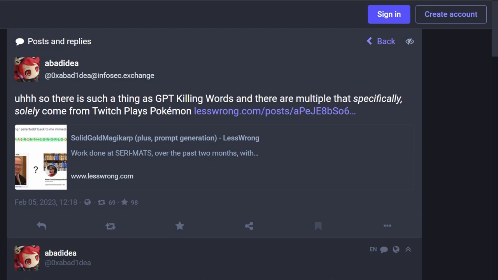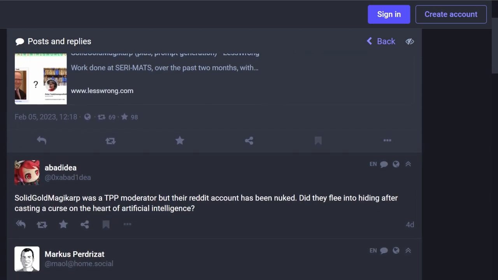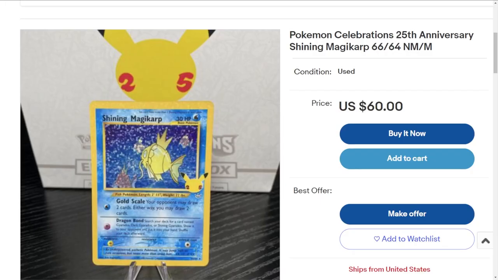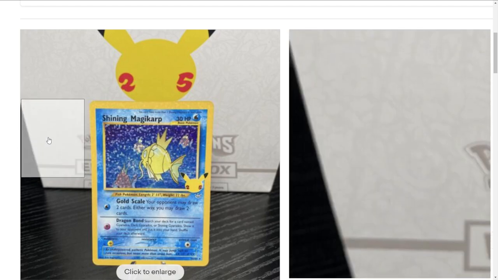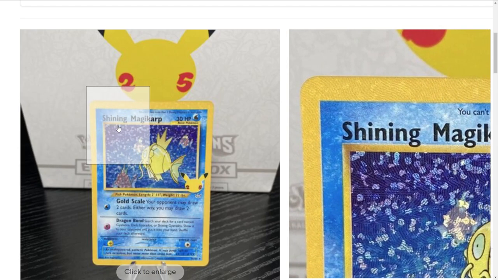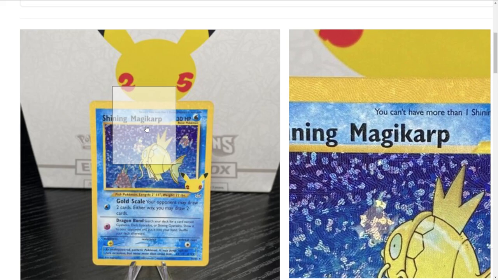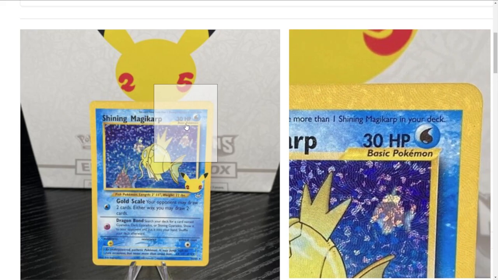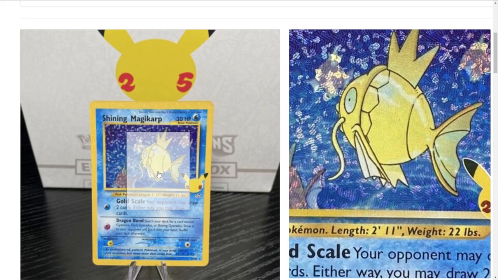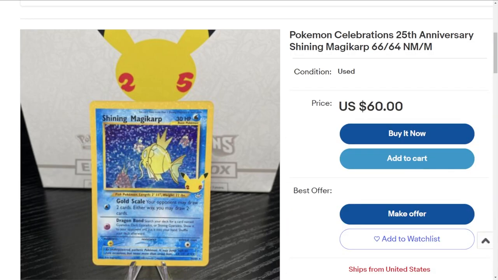Mastodon user Abadidia points this out as well, but is wrong in stating that the word solely comes from Twitch Plays Pokemon, given SolidGoldMagikarp's R/Counting connection alongside other counters. While the connection between SolidGoldMagikarp and TPP Streamerbot is intriguing, it's important to note that SolidGoldMagikarp also has ties to R/Counting, making it unclear if TPP Streamerbot's token inclusion was actually influenced by SolidGoldMagikarp or vice versa, or a complete coincidence.